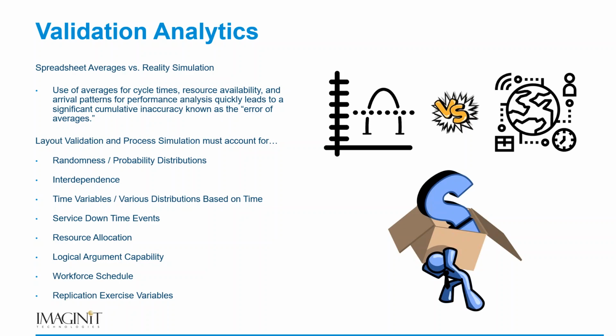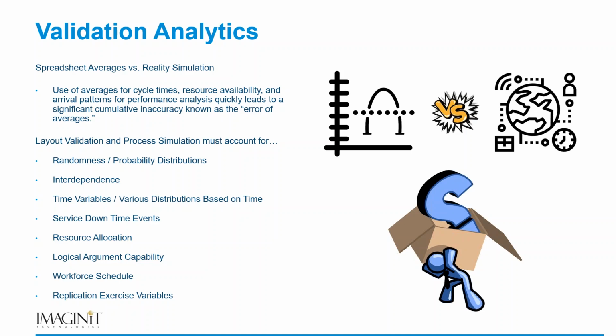So when you think about statistical methods, you know, the use of averages for cycle times, resource availability, like if someone calls off a shift, arrival patterns for equipment or product for performance, a lot of these things you try to put into traditional methods, which are still valid for a lot of tasks, start to fall apart when you start looking at predictive or advanced analytics, right? So we really want to try to look at reality simulation in that sense.